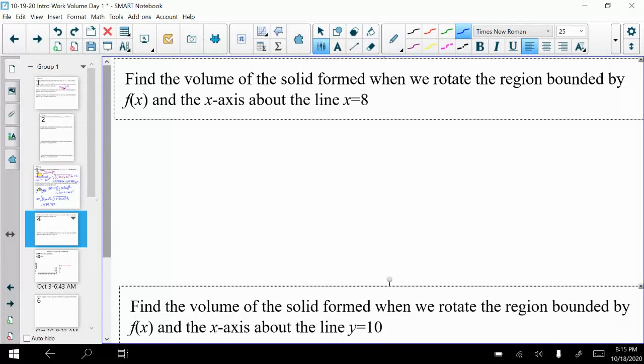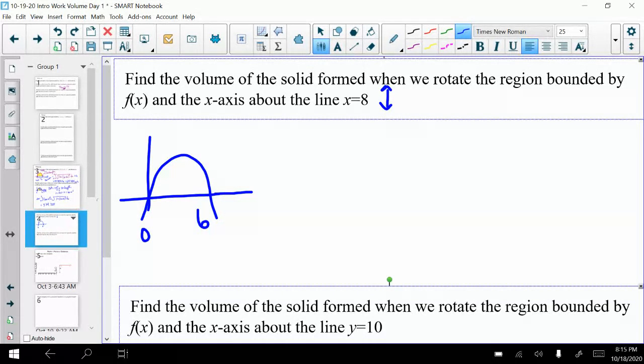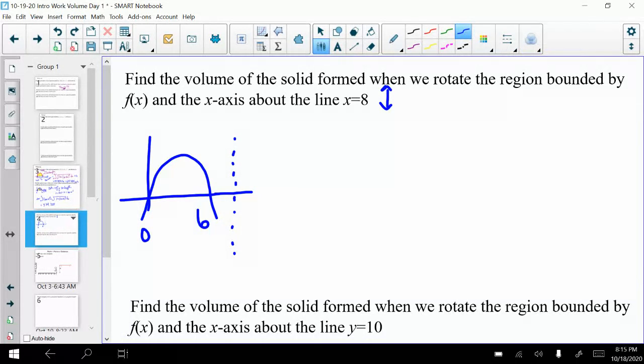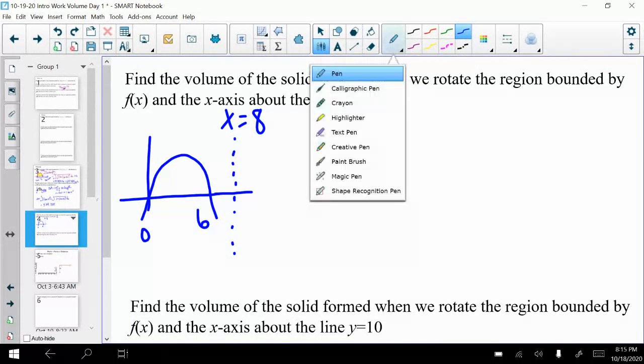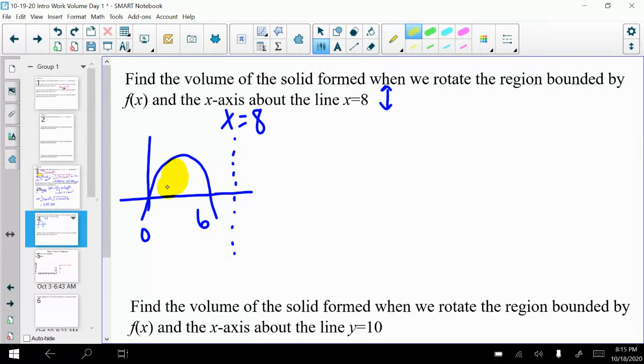So this first one says the volume of the solid formed when we take this region right here, same region, 0 to 6. And we're going around the line x equals 8. So x equals 8, that's a vertical line, right? So it's out here, x equals 8. And then, of course, this is our region that we want, okay?